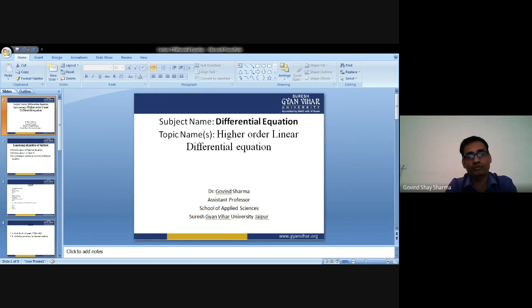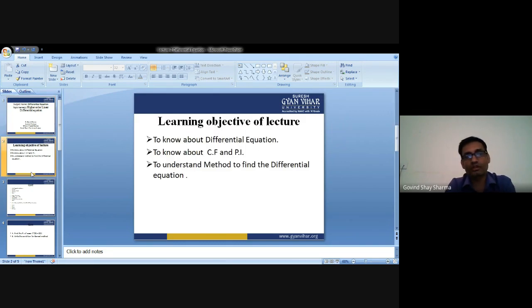I explained all the methods to solve for the CF, the complementary function. We make the auxiliary equation and find the roots. When the auxiliary equation gives roots that are real and distinct, then the CF is equal to C1 e to the power m1x plus C2 e to the power m2x. When the roots are the same and real, then CF is equal to (C1 plus C2x) e to the power mx. And the third one, when the roots are complex.